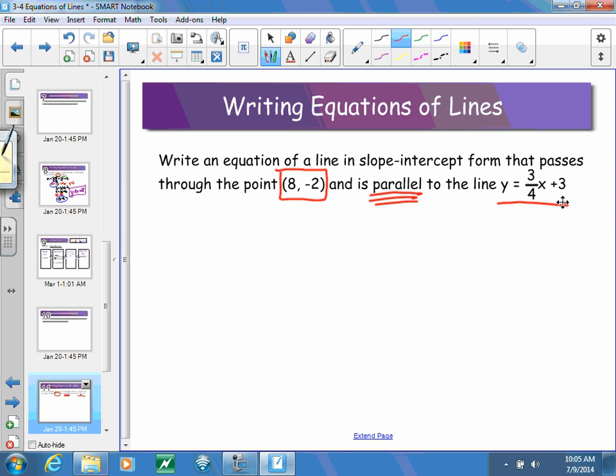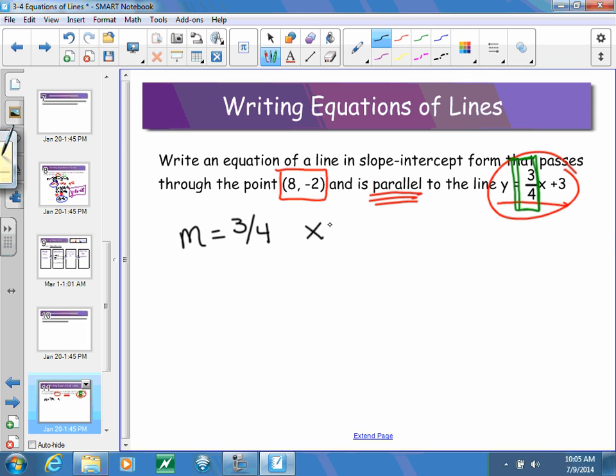What this is doing here is it's saying that you're trying to come up with a new equation. This is not what the answer is. Okay, they want us to do something with this. They're telling us that we want a line to go through this point and parallel to this line. Well, if it's going to be parallel, that means one thing. It means that it has to have the same slope. So our new equation also has to have the slope of 3/4 if it's going to be parallel.